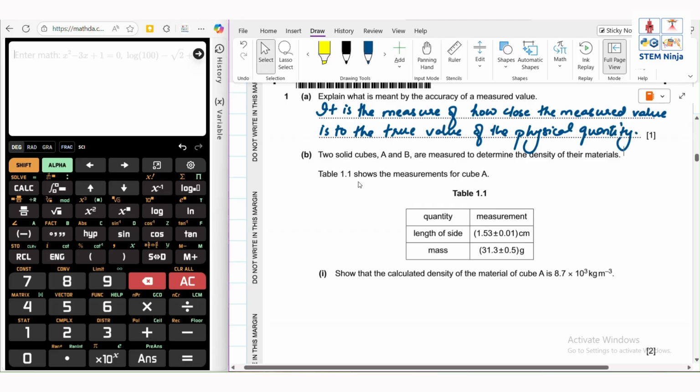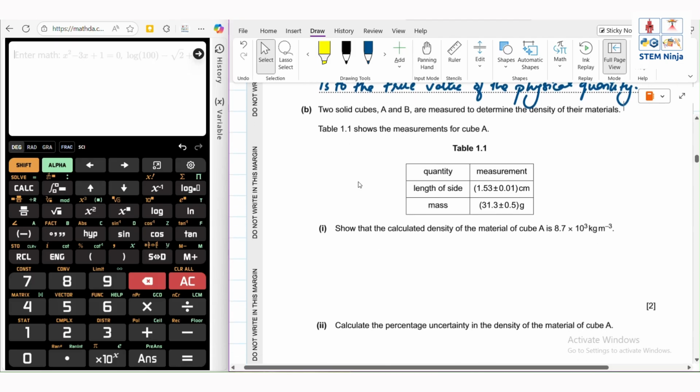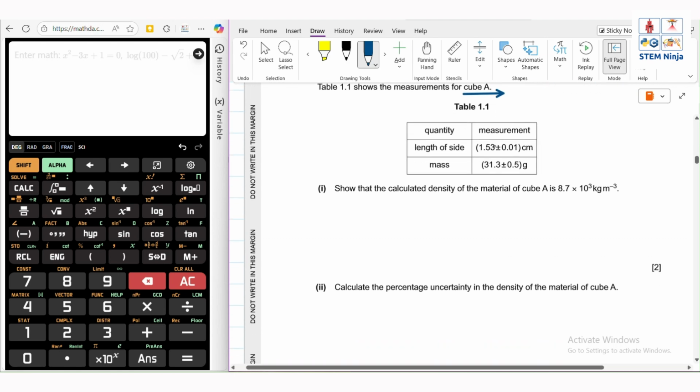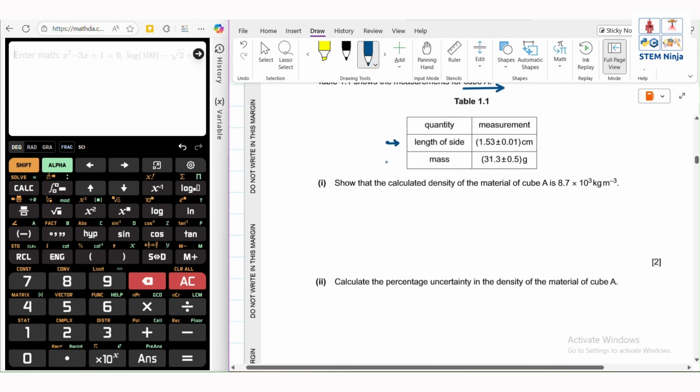All right. Two solid cubes A and B are measured to determine the density of their materials. Table 1.1 shows the measurements for cube A. We have length and mass. As you can notice, we have centimeter and grams. However, the question showed that the calculated density of material of cube is written in kilograms per meter cubed. So that means we need to convert these values into meters and kilograms.